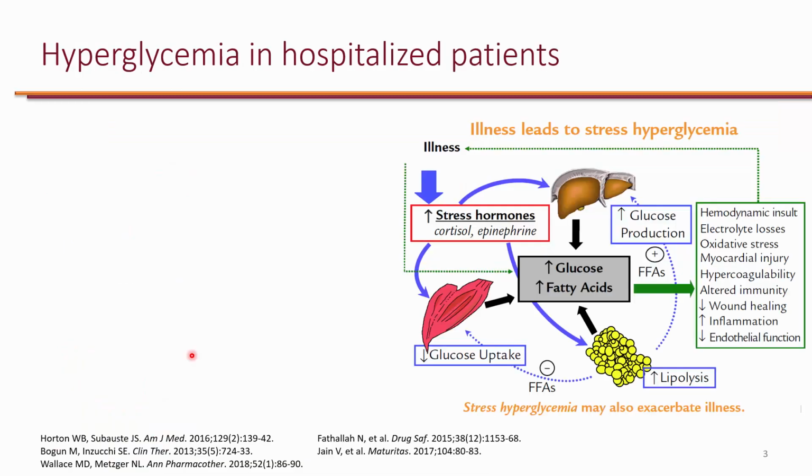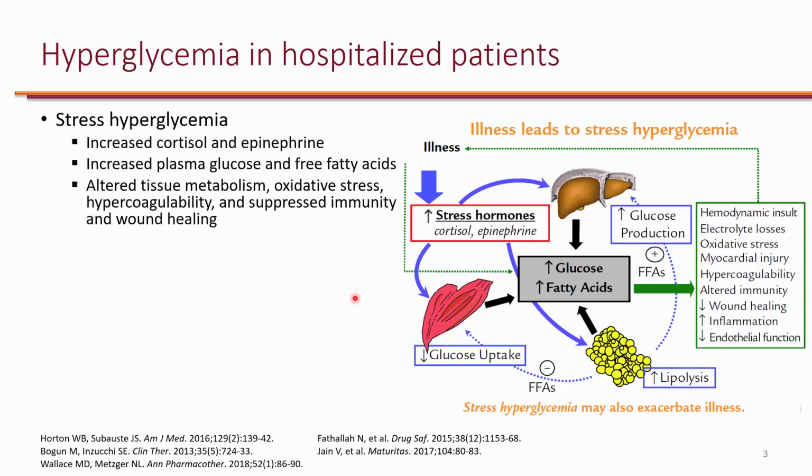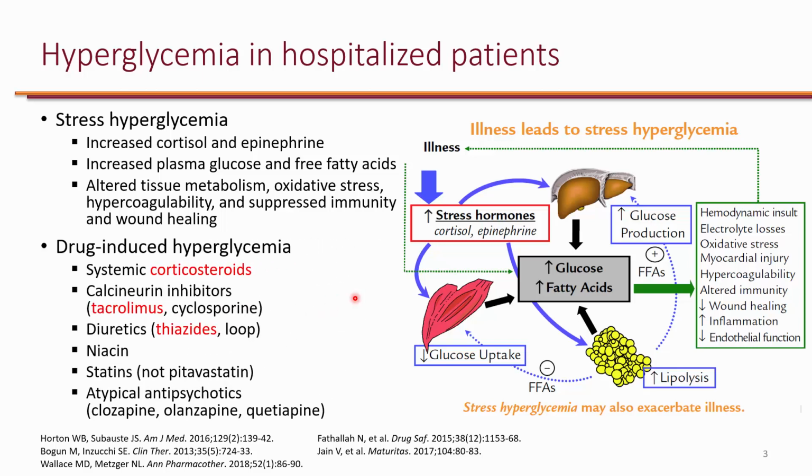There are different things that can lead to hyperglycemia in hospitalized patients. Acute illness itself can cause physiologic stress, which will cause increased cortisol and epinephrine, which can cause hyperglycemia. This is regardless of whether the patient has diabetes or not. There can also be drug-induced hyperglycemia. For example, many patients in the hospital receive systemic corticosteroids, which can cause hyperglycemia. While corticosteroids are the most common cause of drug-induced hyperglycemia, there are many other drugs that can occasionally cause hyperglycemia.